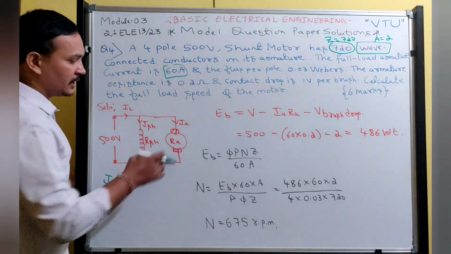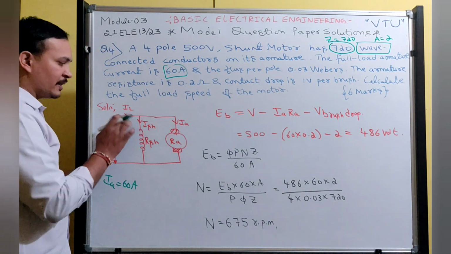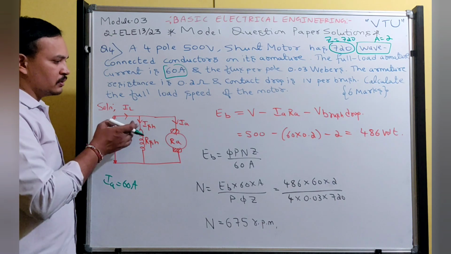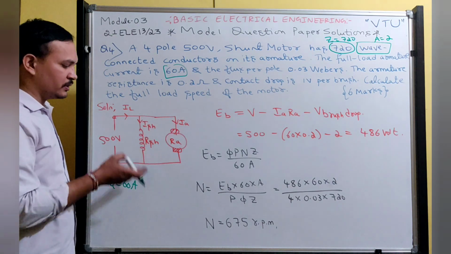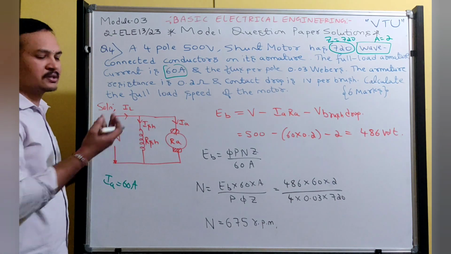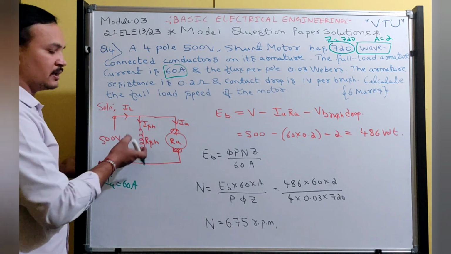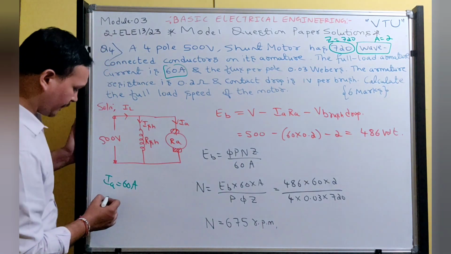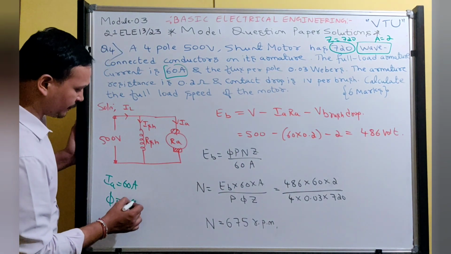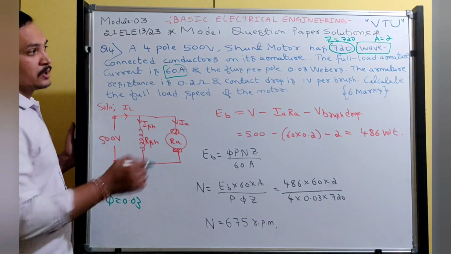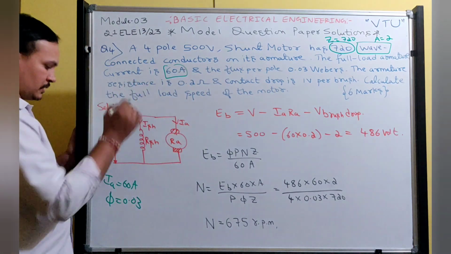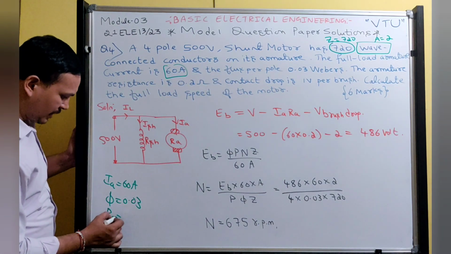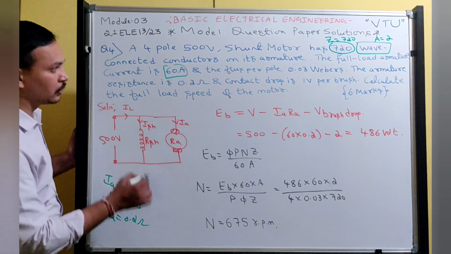What is actually IA? IA is IL minus ISH. So IA itself is already given, so we need not find RSH and ISH. That data is not required. And the flux per pole they gave is 0.03 Weber. The armature resistance, they gave the value of RA as 0.2 ohms.